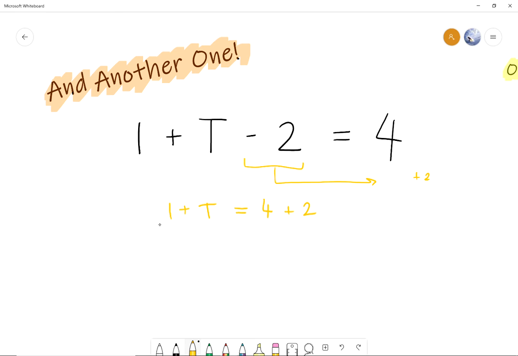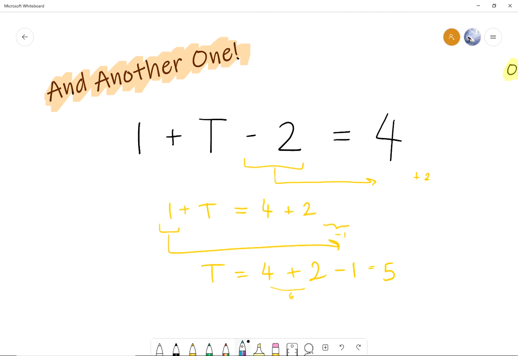So how about the 1? Can I move the 1? Plus 1 on this side can go to the other side as minus 1. Very good. So this one is going to move here as minus 1. So I get t equals 4 plus 2 minus 1. Is that right? Okay, so how much is 4 plus 2 minus 1? 4 plus 2 is 6, and then minus 1 equals 5.